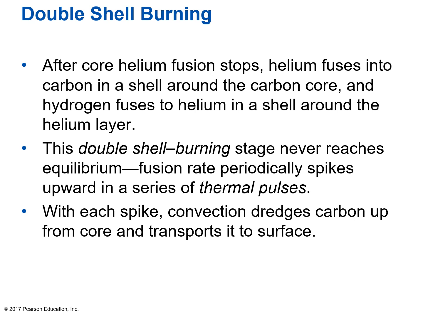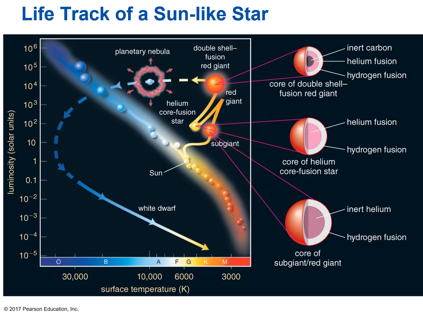So this double shell burning stage never reaches equilibrium. The fusion rate periodically spikes upward in a series of thermal pulses. And with each spike, convection dredges carbon up from the core and transports it to the surface. This is what happens with a star similar to our sun.